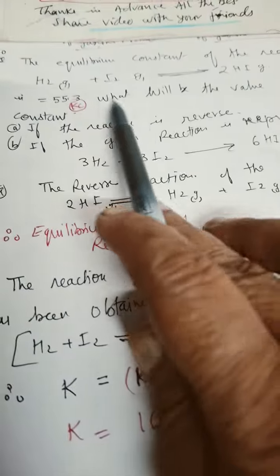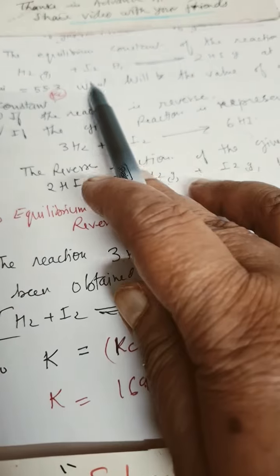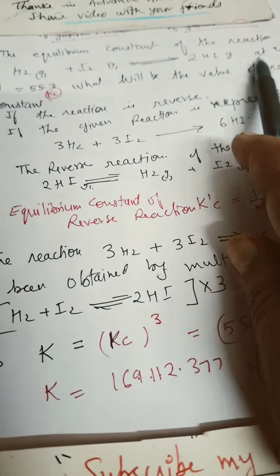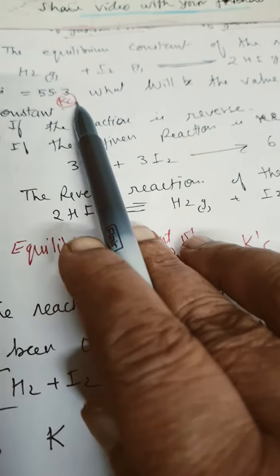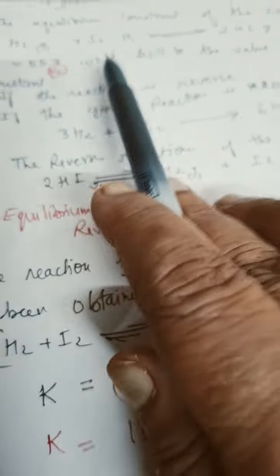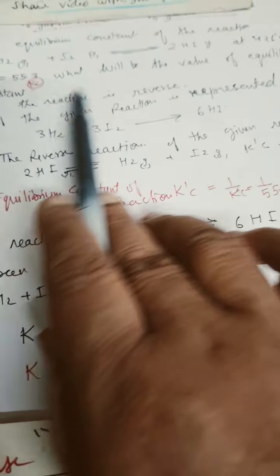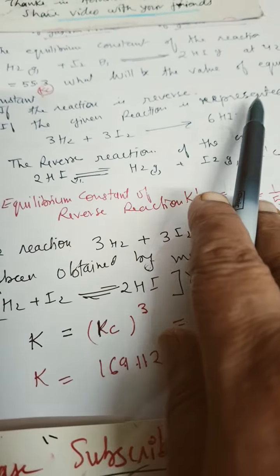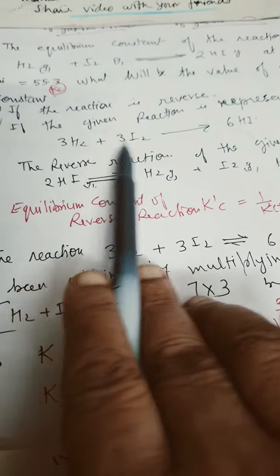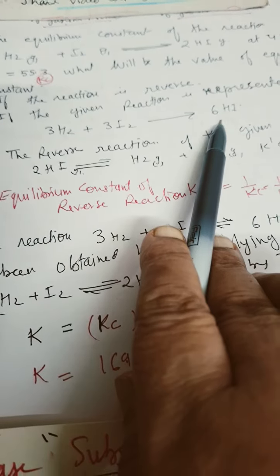Question: The equilibrium constant for the reaction H2 plus I2 gives you twice of HI at 426 degrees C is equal to 55.3. What will be the value of the equilibrium constant if the reaction is reversed, and if the given reaction is represented as thrice of H2 plus thrice of I2 gives 6 of HI?